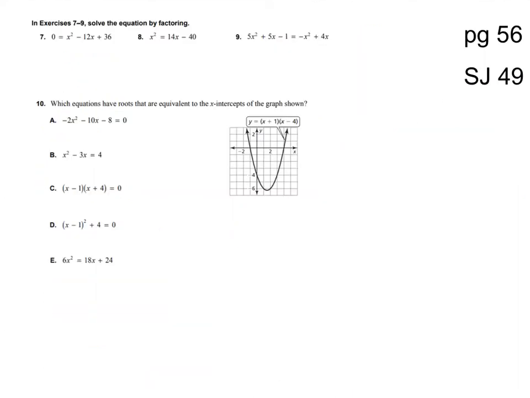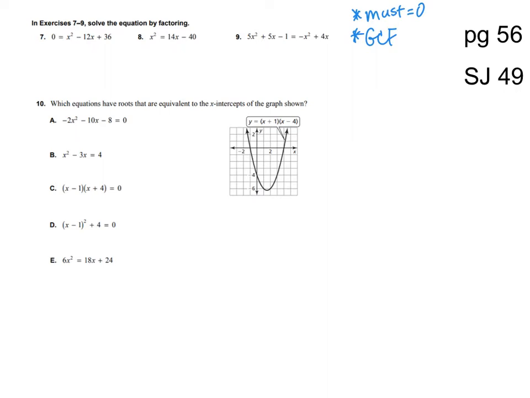Next, we're going to solve 7, 8, and 9 by factoring. When you are factoring, just like when you are solving by graphing, you want to make sure that your equation equals 0. Then you want to check for a greatest common factor. And then you want to factor based on whether you have a trinomial or a binomial or four terms.